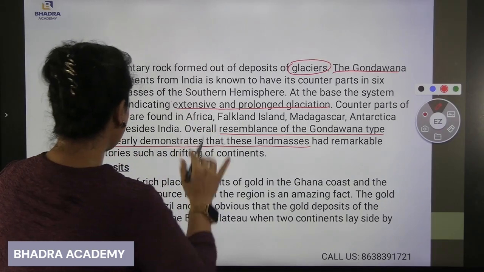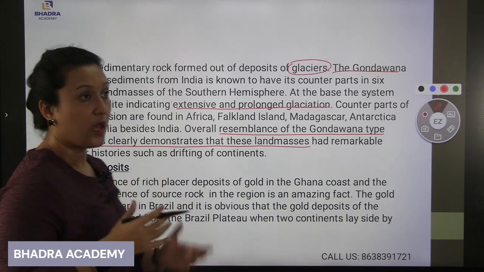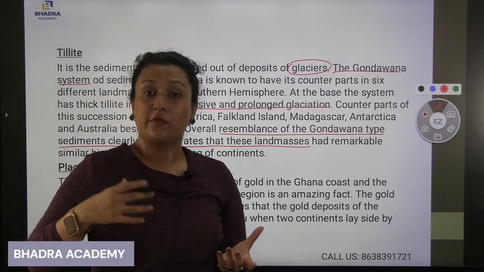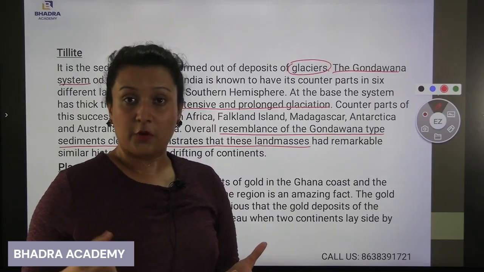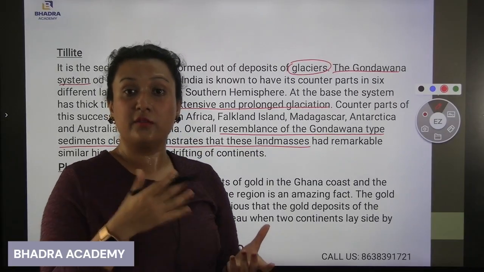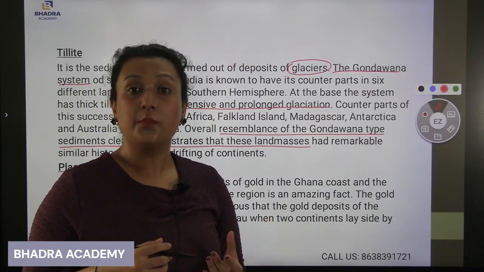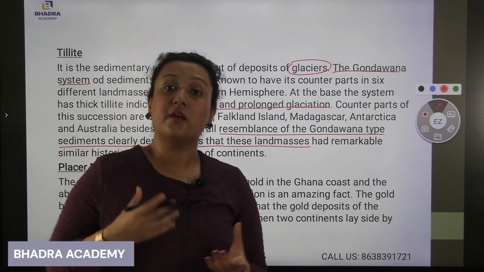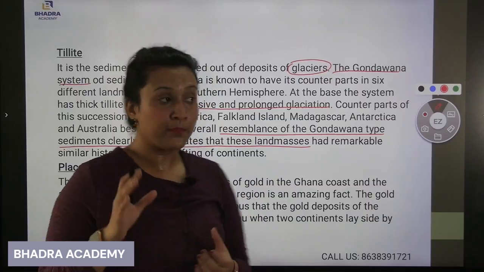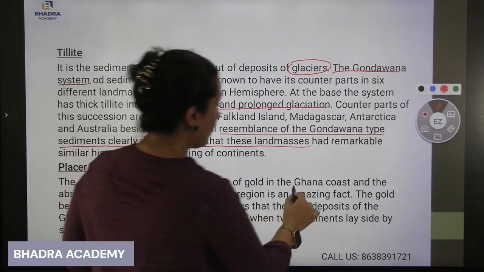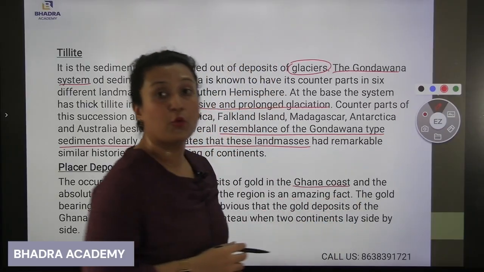Now here, very important about placer deposits. Placer deposits are the source from which the minerals are found. These are known as placer deposits, and they are considered to be the source deposits. So here you see, Ghana is one example, the Ghana coast, where there is the gold mine.